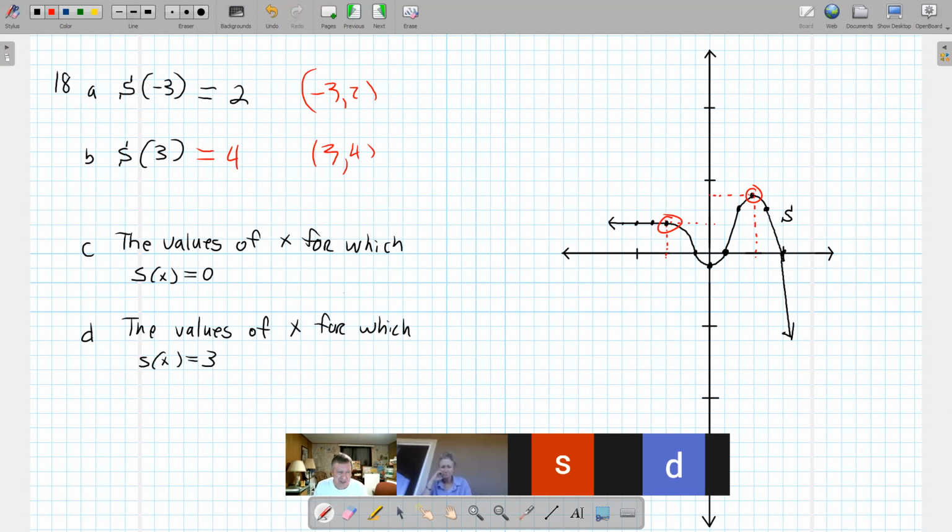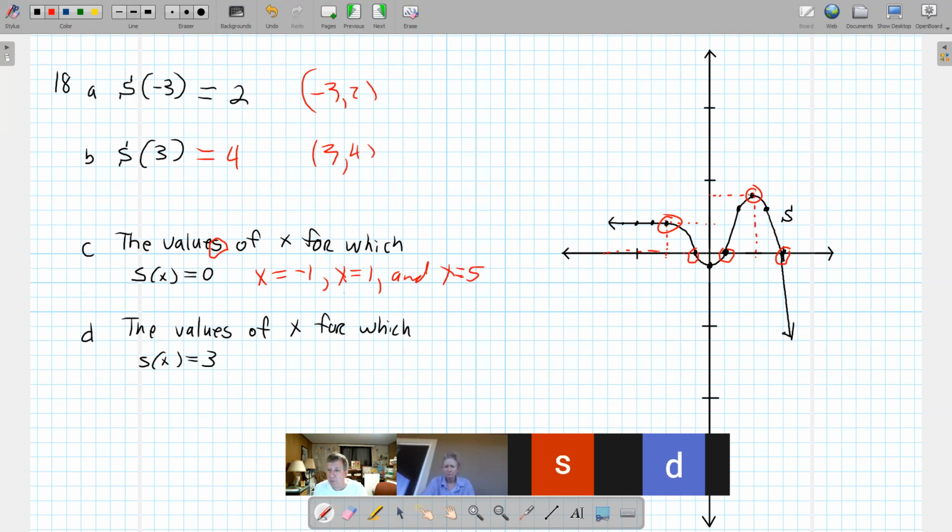Now, part C, that's what Moses did. The values of x for which s of x is 0. Notice it says values of x for which s of x is 0. Well, s of x is like y. So let's see. Oh, right there and right there. Oh, and right there. So there's 3 x values, 3 inputs that have an output of 0. So x equals -1, x equals 1, and x equals 5.